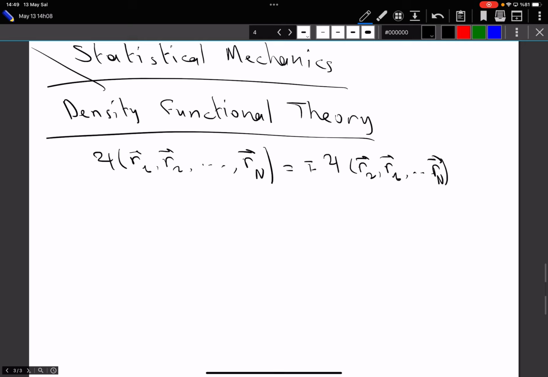Did you write plus or minus? No, that's plus or minus, depending on the kind of particle you have.